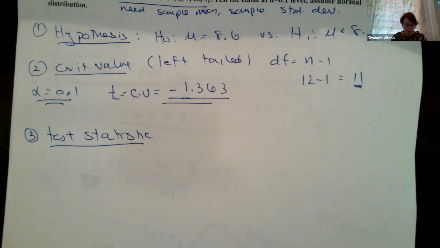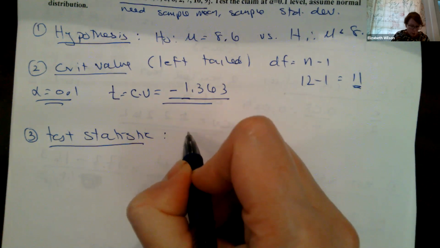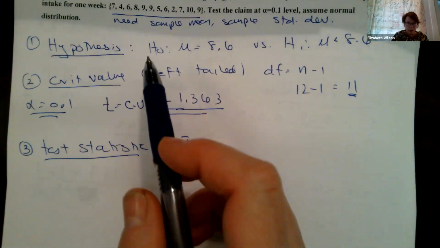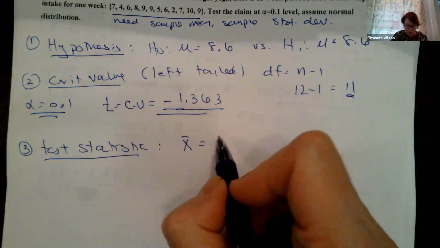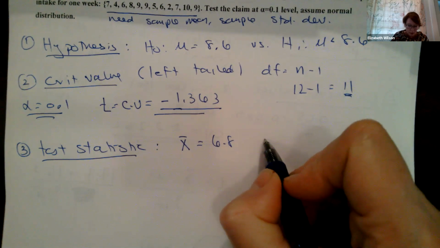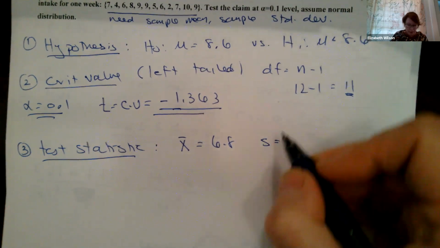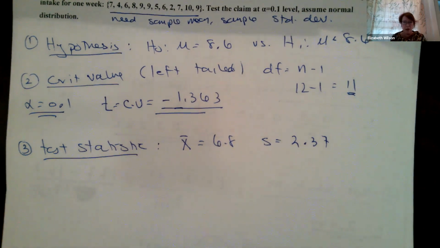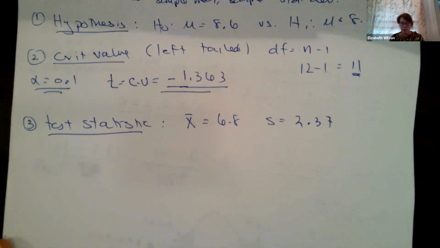Comparison of the sample data to our hypothesis. So our sample mean, right? Taking the sample mean here, we add up all those values and divide them. Our sample mean is 6.8. Our sample standard deviation, S, is equal to 2.37. You guys can go calculate that if you want. I did that for you ahead of time, so we don't have to worry about calculating those things.